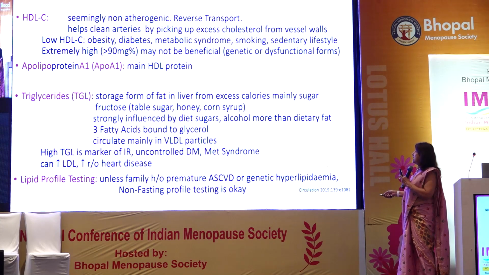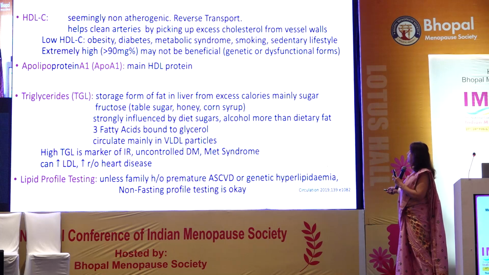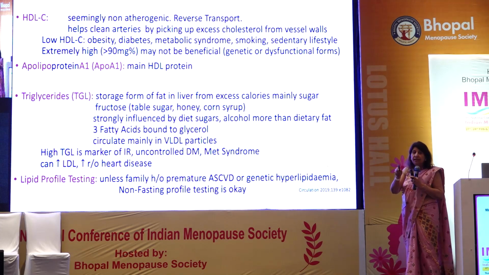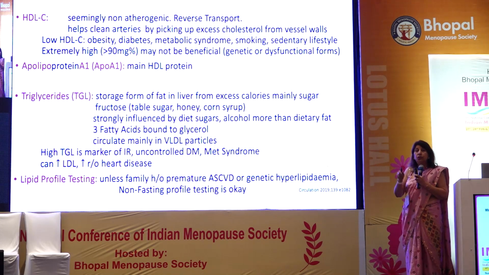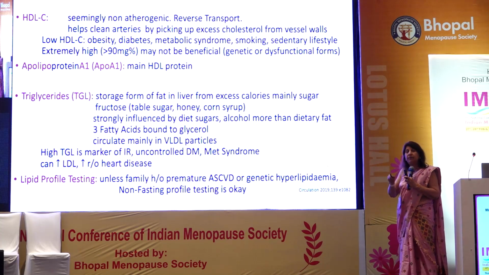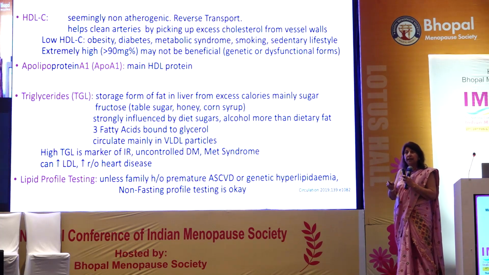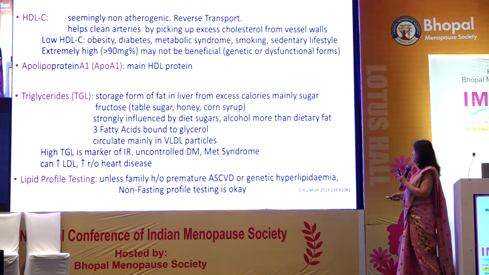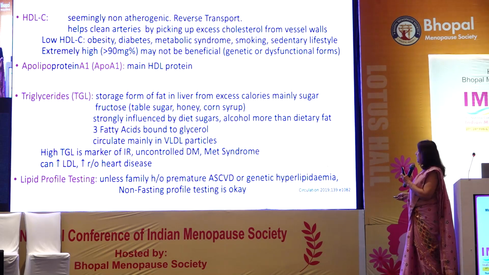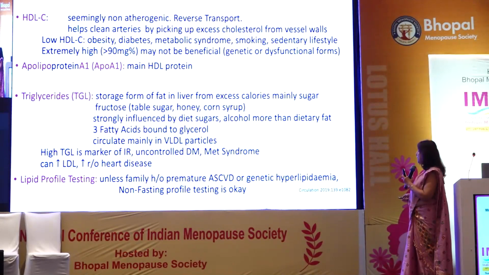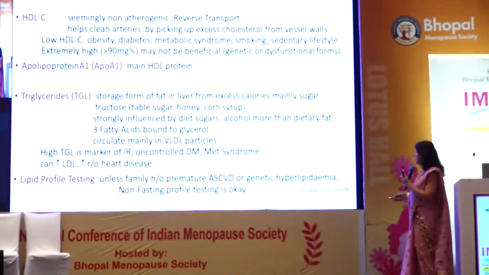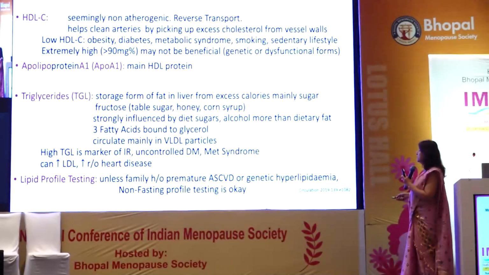Then we come to triglycerides. This is the storage form of fat in the liver, and this storage form of fat comes from sugars. It doesn't come from the fat that you eat. It comes from the sugars that you eat. So this circulates mainly in VLDL particles. High triglyceride is a marker of insulin resistance, uncontrolled diabetes and Met syndrome. But increased levels can lead to increase in LDL, therefore increases heart disease.